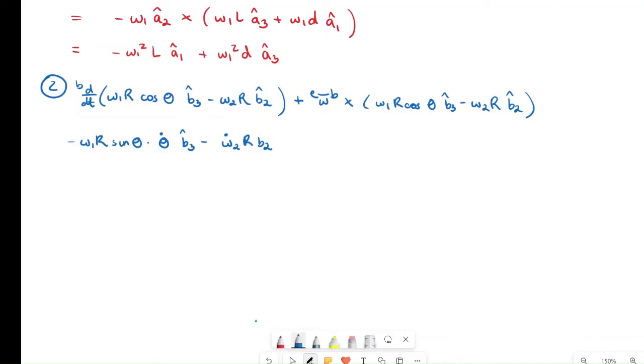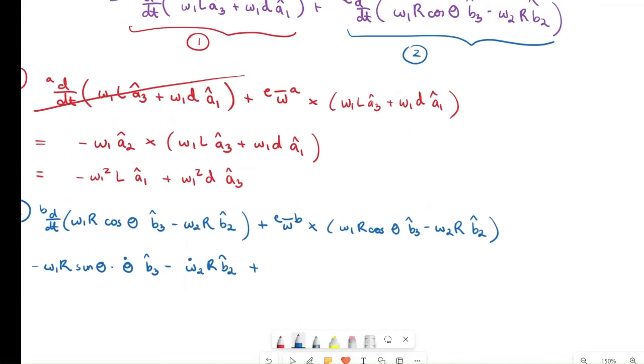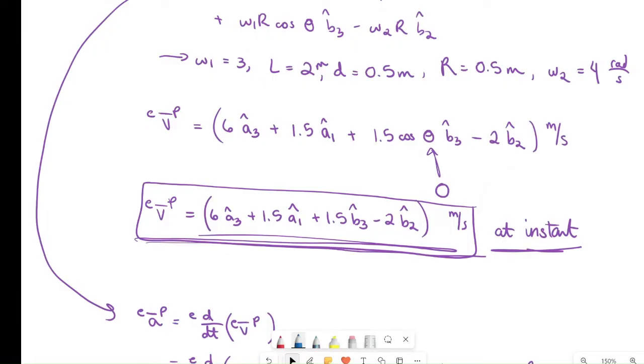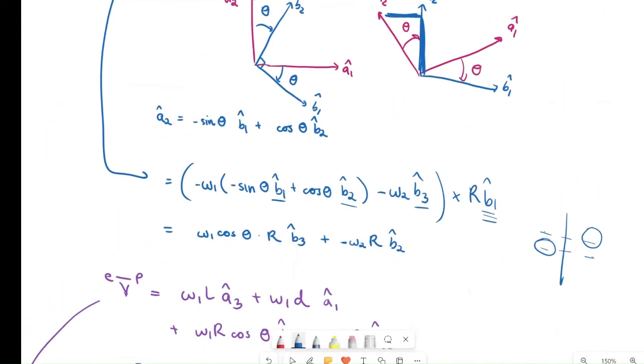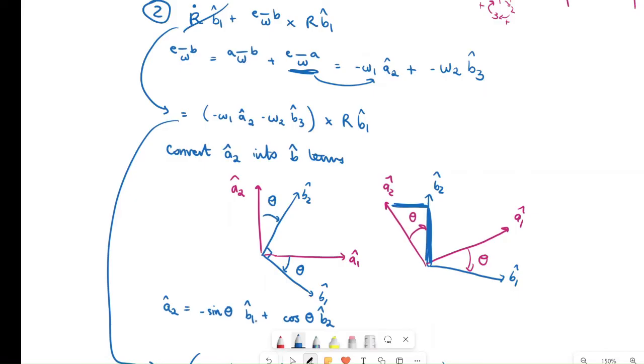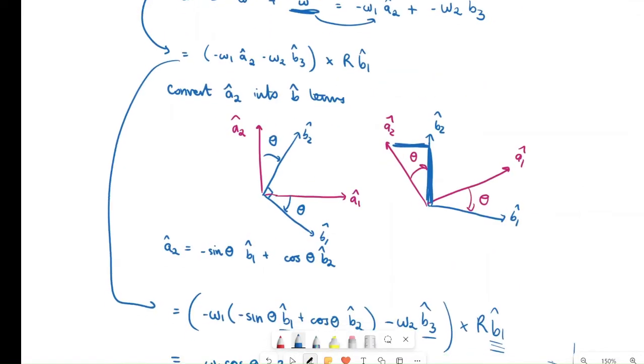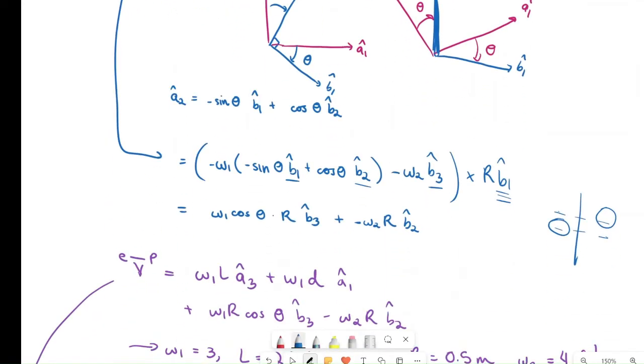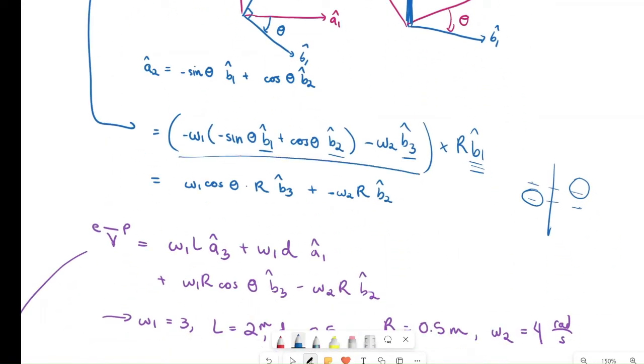And then we do plus the angular velocity of B with respect to the E frame. I think we figured this out up here, yeah, so we found this here. And then we did that whole conversion where we converted the A frame into the B frame, and this is the final expression we got. So I'm just going to copy this over.